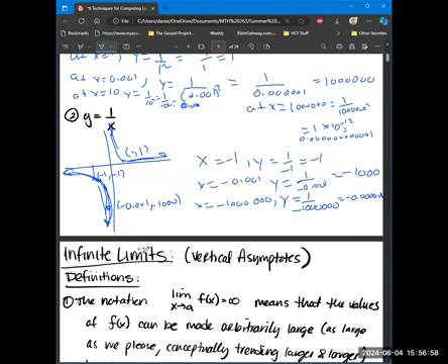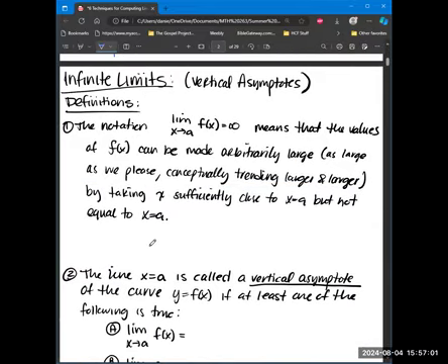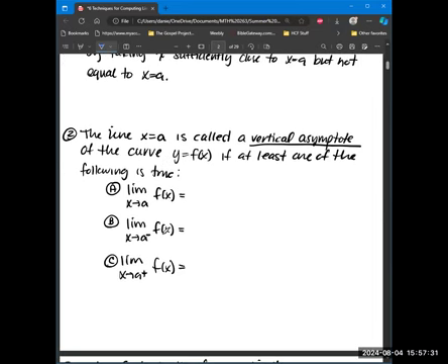All right, infinite limits. When we say infinite limits, we mean limits that go to positive or negative infinity, which are vertical asymptotes. The notation limit as x approaches a of f of x is equal to infinity means that the values of f of x can be made arbitrarily large as we please. So conceptually trending larger and larger, we're going to say that it's unbounded above or unbounded below by taking x sufficiently close to x equals a, but not equal to a, because the function is undefined at x equals a.